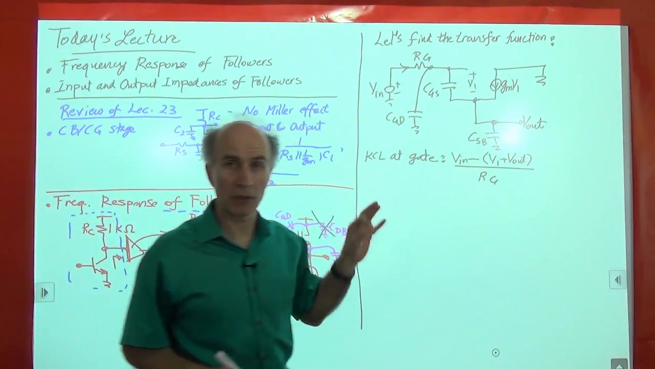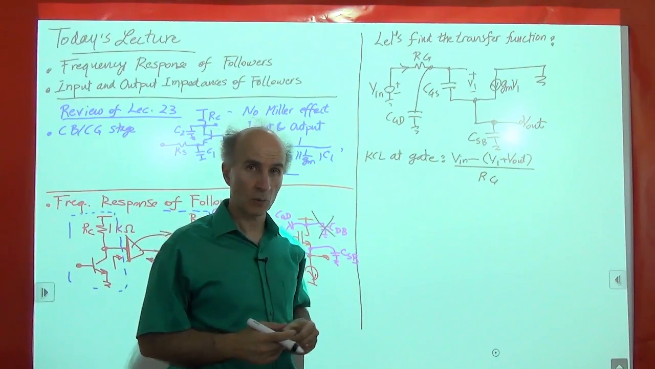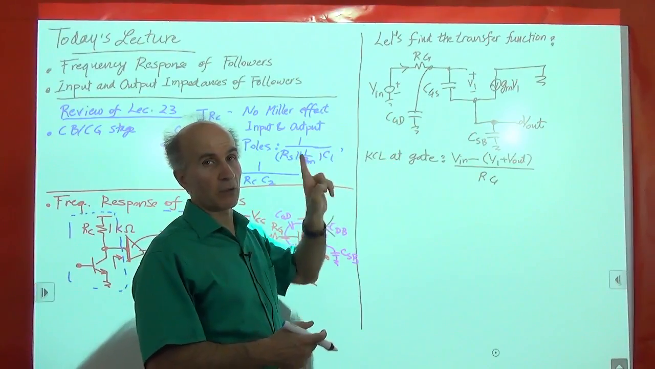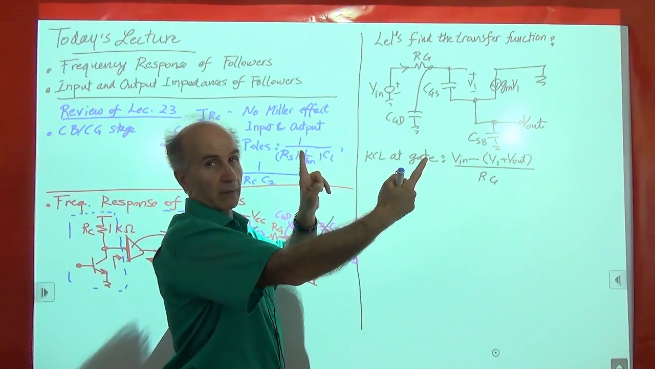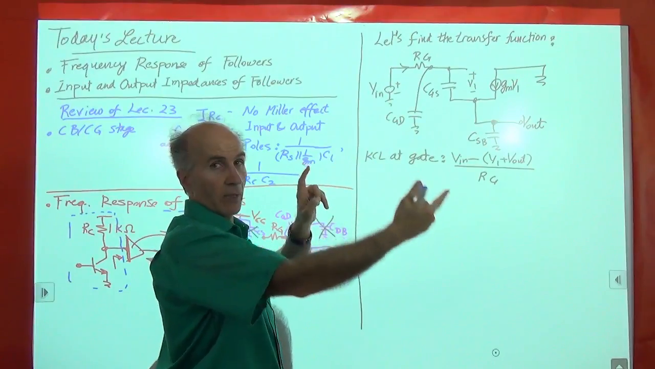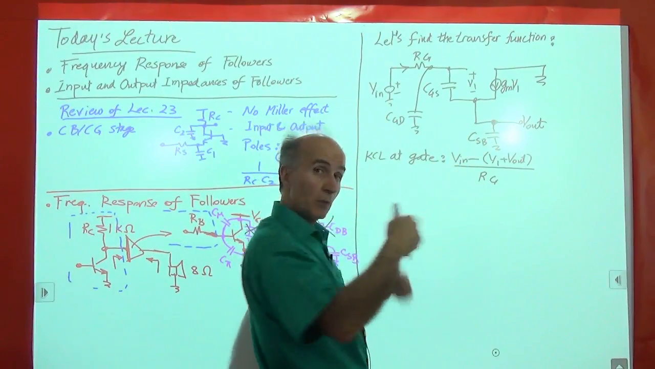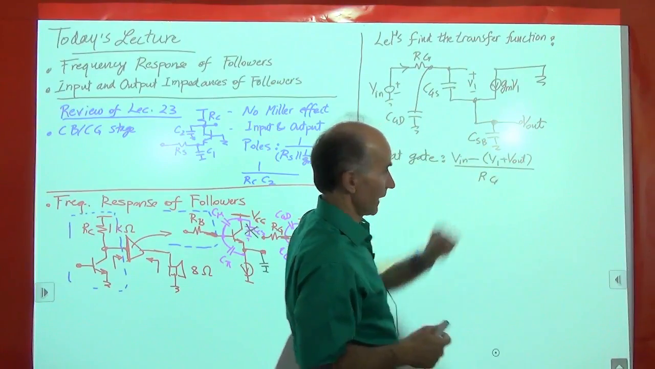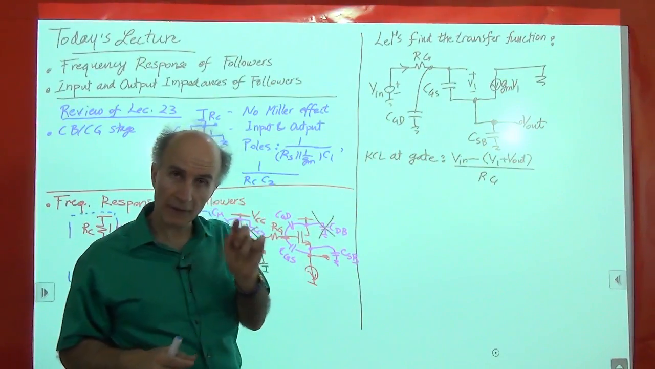So take a moment to make sure you understand this, right? We're finding the current through RG, which is equal to the voltage on the left minus the voltage on the right, divided by RG. And the voltage on the right is, we're essentially writing a KVL in our mind, right? The voltage on this side is this plus this, so that's that. So this is the current through RG.